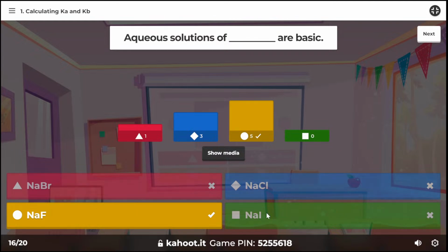Why are these 3 not basic? Because they're all acids. They're not all acids. What kind of salt? This is an ionic salt. Yeah, but they're neutral.